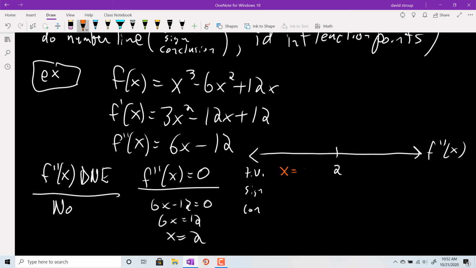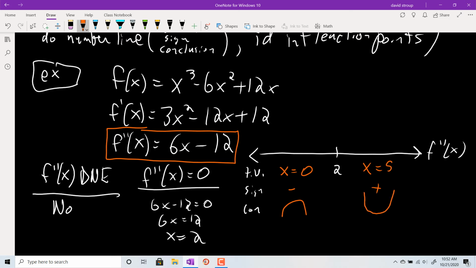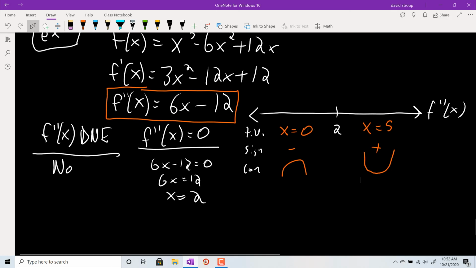So x equals 0, and we're plugging this into the second derivative. So that'll be negative, and that means sad face. X equals 5: 30 minus 12, that's positive, and that means a happy face. Okay? So if the function is defined at the point and it changes from concave down to concave up or vice versa, that's an inflection point.